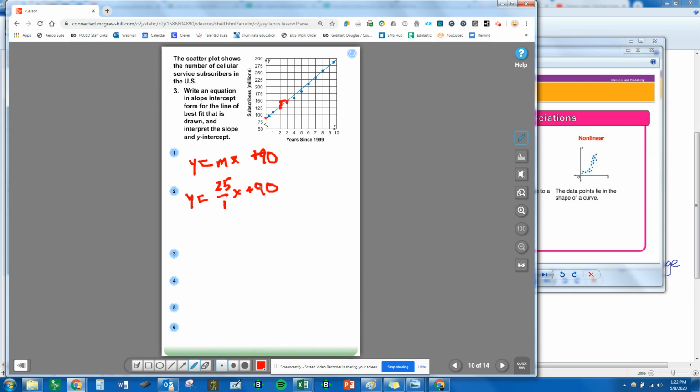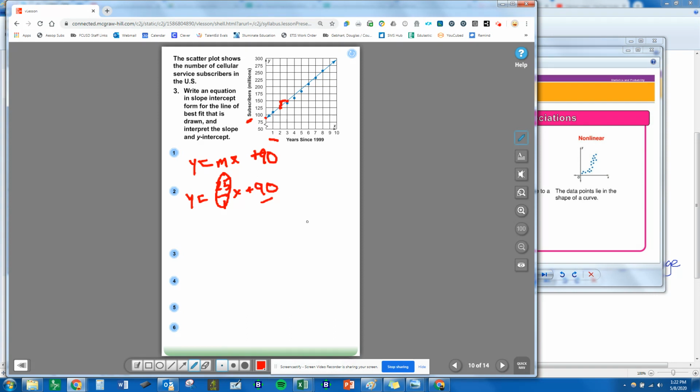Okay, so what does the y-intercept mean in this case? You should say the y-intercept means that there were 90 million subscribers at the beginning, at 1999, on the line of best fit. Next, what does the slope mean? You should say that every year, on average, about 25 million more subscribers are added.